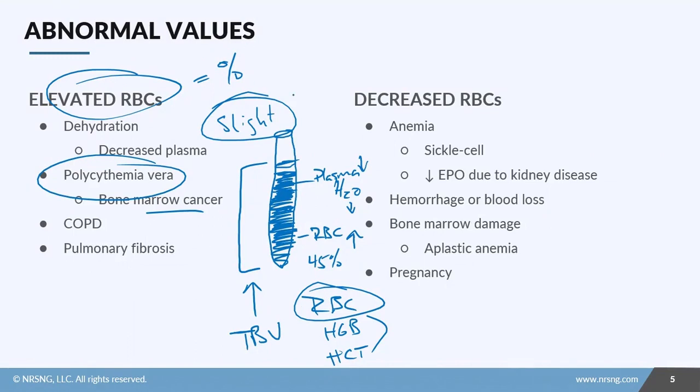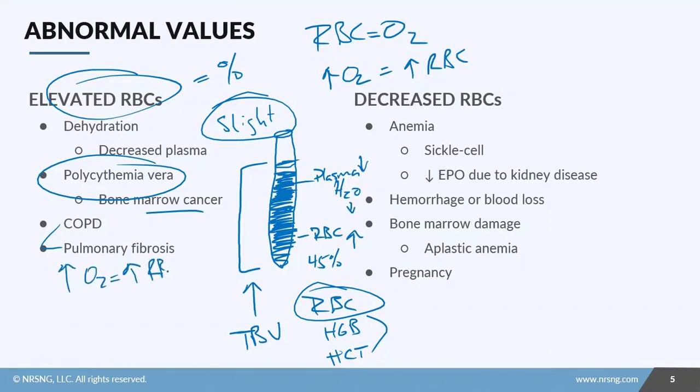Now, remember that red blood cells are oxygen carriers. It's their job. So if you have an increased need for oxygen, that means you're going to have an increased need for red blood cells. So look at these two: you've got these pulmonary diseases, COPD and pulmonary fibrosis. These things are going to cause an increased need for O2, which means you're going to have this increased need for red blood cells. So some of your pulmonary diseases are actually going to cause this.